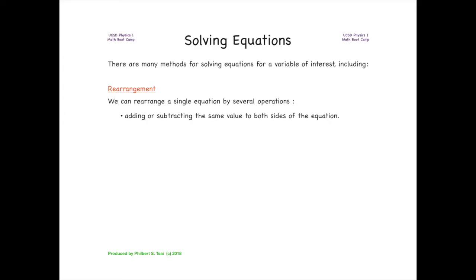We can add or subtract the same value from both sides of the equation. For example, if we have an equation that says y plus 3 is equal to 9x, and we're interested in solving for y, we simply subtract the 3 from both sides in an effort to get the variable of interest by itself on one side of the equation.